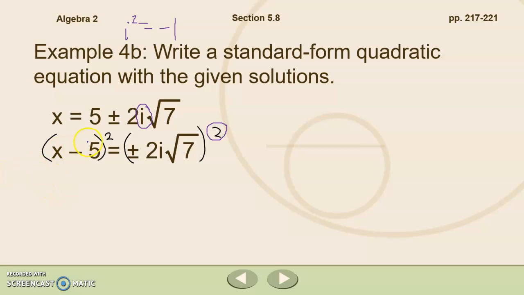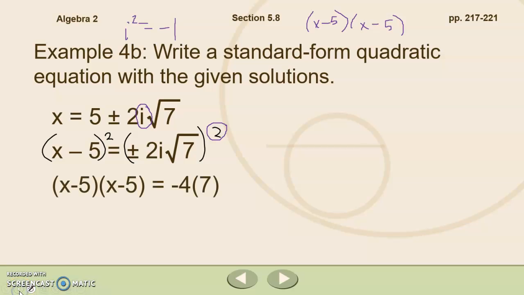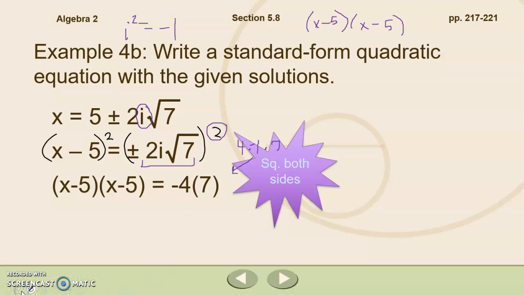To square x minus 5, don't forget we can't just distribute squares. What this means, x minus 5 squared, is x minus 5 times itself, which looks like this. So in order to square that, we're actually going to have to FOIL. x minus 5 squared is really just x minus 5 times x minus 5. And this is one term here, squared. So when we square that, 2 squared is 4. i squared is -1. So we have 4 times -1. And then the square root of 7 squared, square root and square just undo each other. So that leaves us with 7. So that's how we got to that -4 times 7 down here.